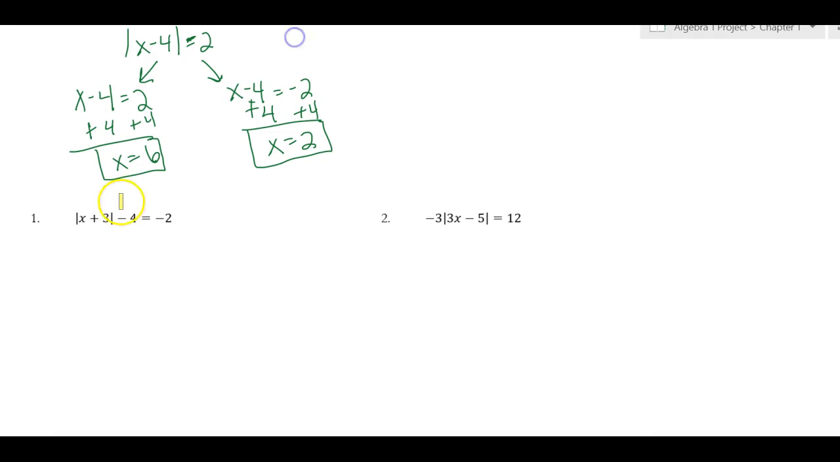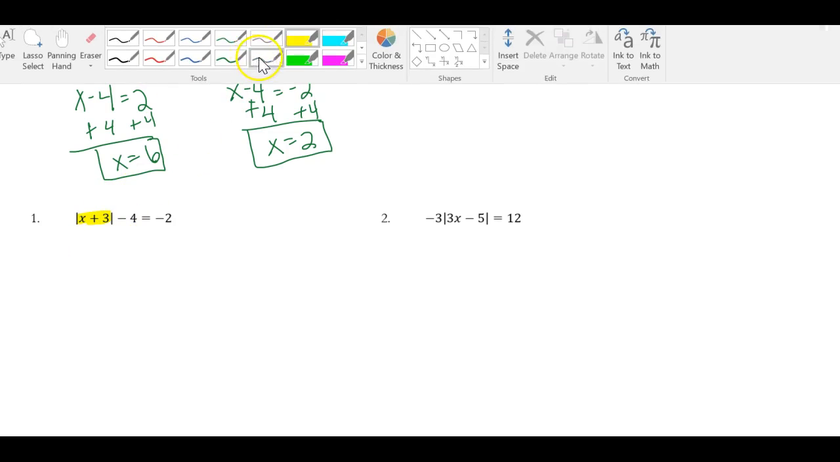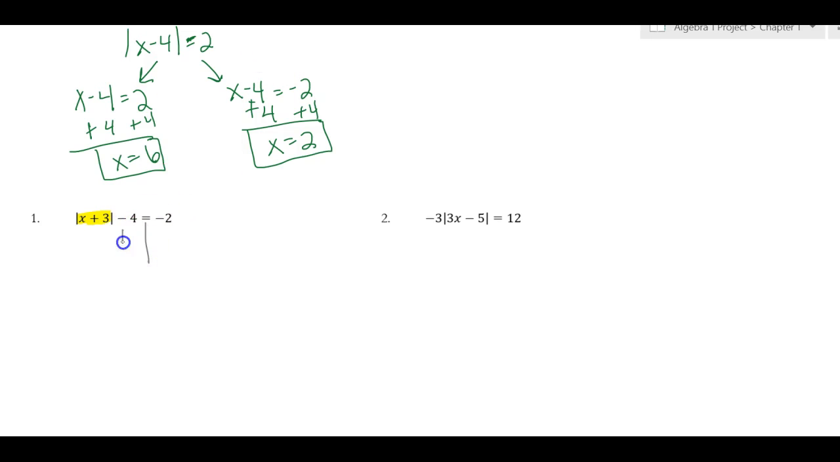Okay, so again, absolute value inside stays the same. So for number 1, the thing I need to get rid of is this minus 4. So I'm going to add 4 to both sides. And so I get the absolute value of x plus 3 is equal to 2. If you would have just looked at this, it equaled a negative, and you might have said, oh, it's a no solution. But remember, you cannot determine no solution until your absolute value is alone.